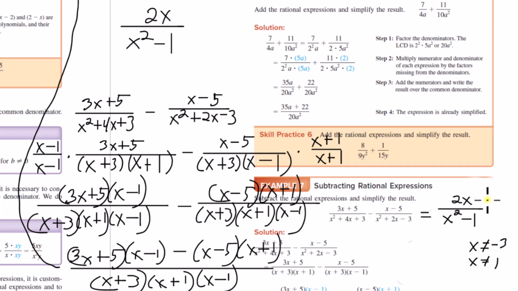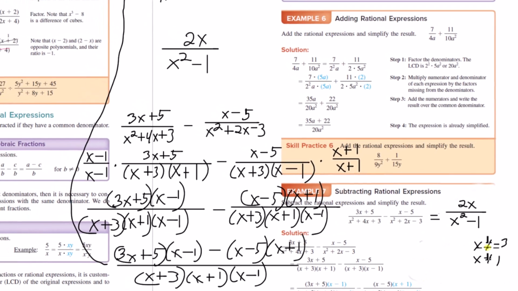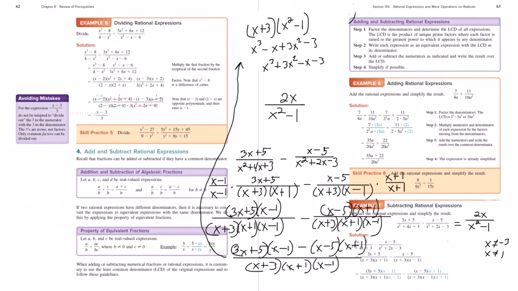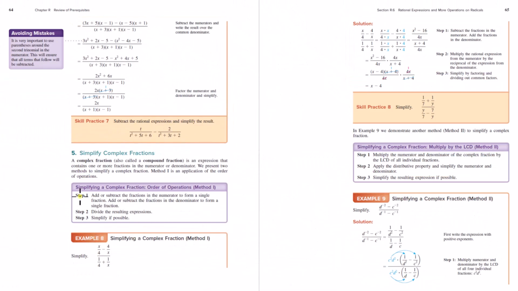So how could you put that in here? Okay, in the next video, we'll talk about complex fractions.